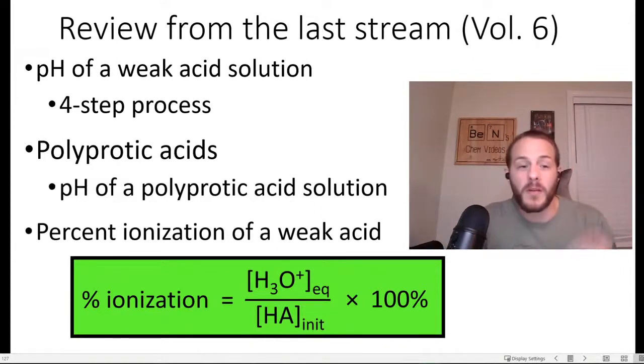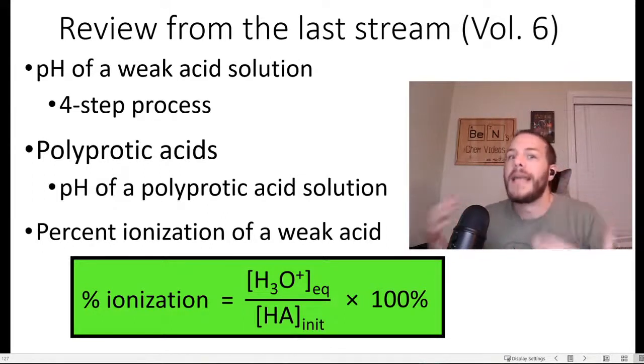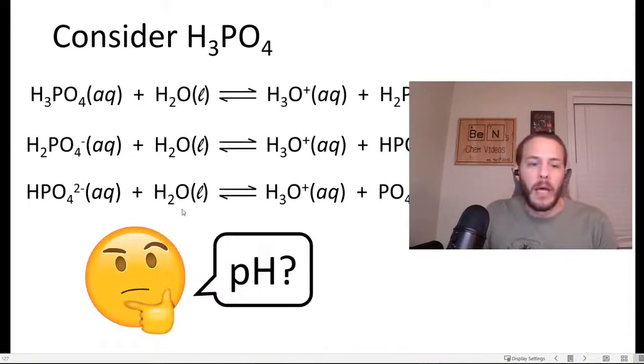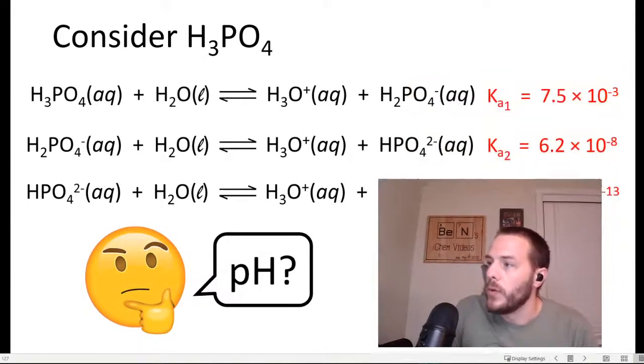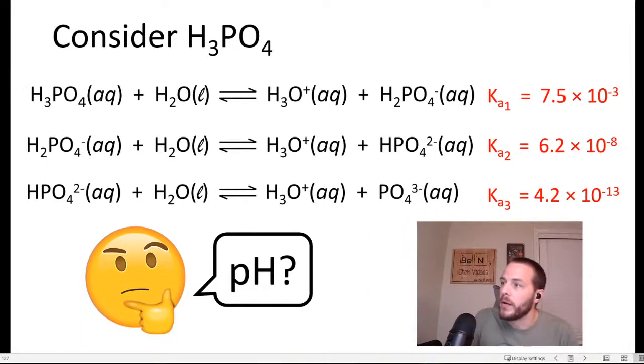The other thing we talked about was polyprotic acids. Remember, these are acids that have more than one ionizable proton. They can donate a proton and then donate a proton again, having already donated the first proton. And we talked about how to find the pH of a polyprotic acid solution. The example that we went over in the last stream was phosphoric acid, H3PO4. I'm going to move myself over here briefly.